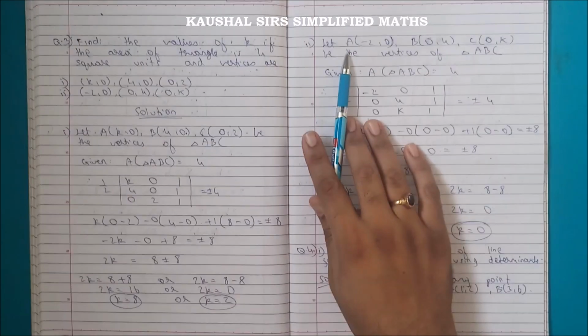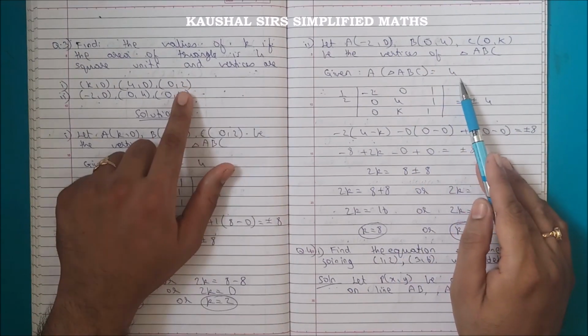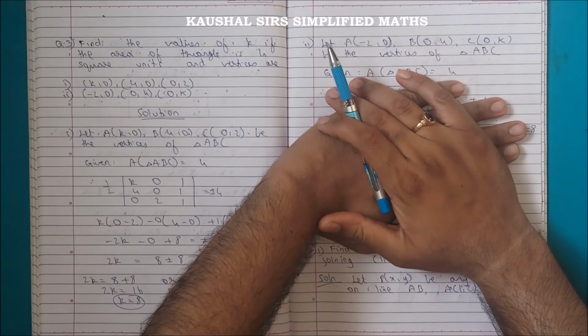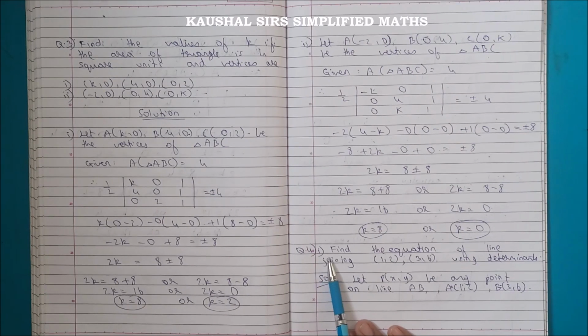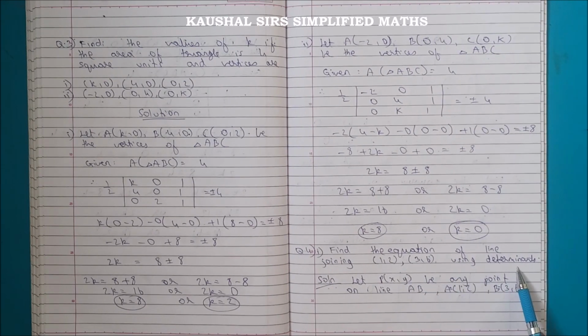Okay, moving to the second sub question. We have been given the vertices and the area is also given to us. Students, please try this on your own and verify your answer. Okay, coming to the fourth question. Find the equation of the line joining these 2 points using determinants.